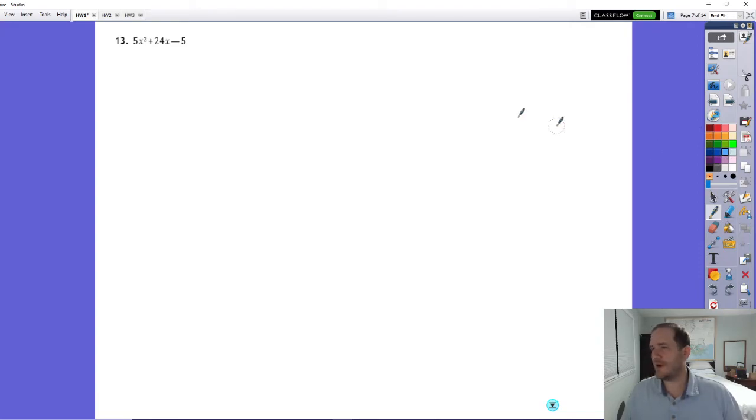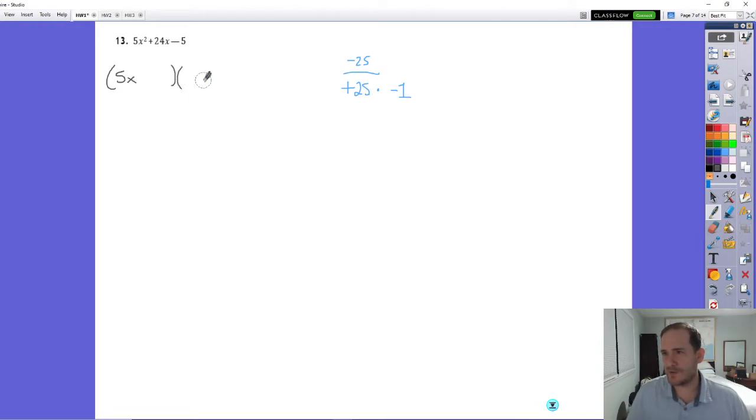Just another quadratic with a leading coefficient. So take the 5 and the negative 5. That's going to give you a negative 25 as your product. To get 24, it should be pretty obvious. You're going to go with a positive 25 and a negative 1. And that'll get you there. Again, using my method of guess and check. How are you going to get 5x squared? With a 5x and an x. Literally, there's no other way, using integer coefficients at least.